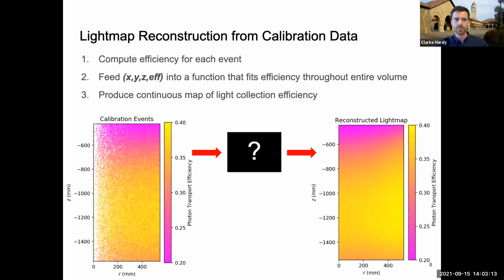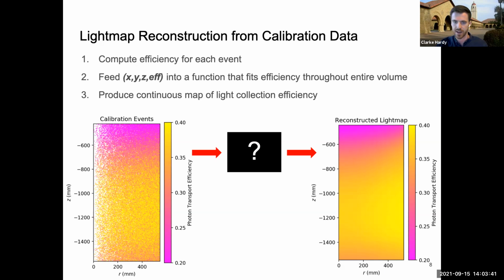So basically the problem that I'm dealing with is getting a set of calibration events, which is basically just positions that we've reconstructed and an associated efficiency given by the number of photons detected divided by the expected number for the calibration peak we're interested in. And what I want to do is feed this into some function that's going to reconstruct the light map and hopefully provide something that's continuous and smooth and covers the whole detector.